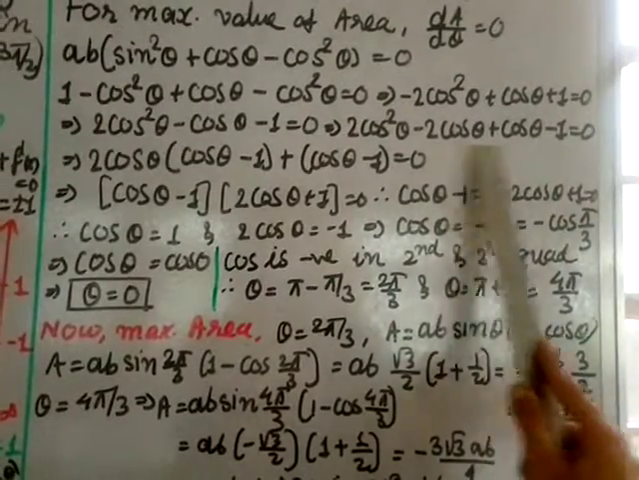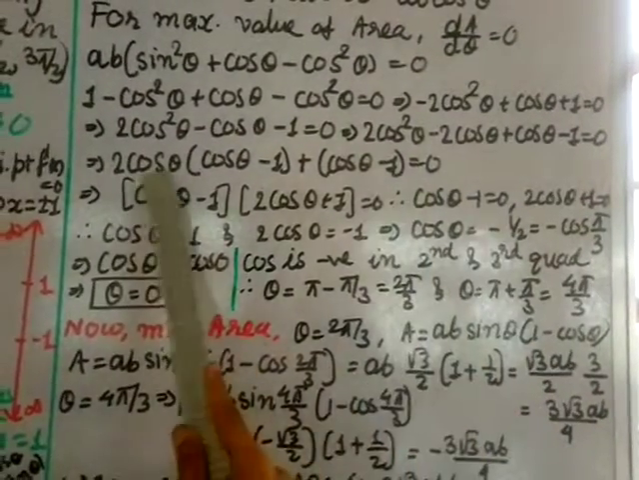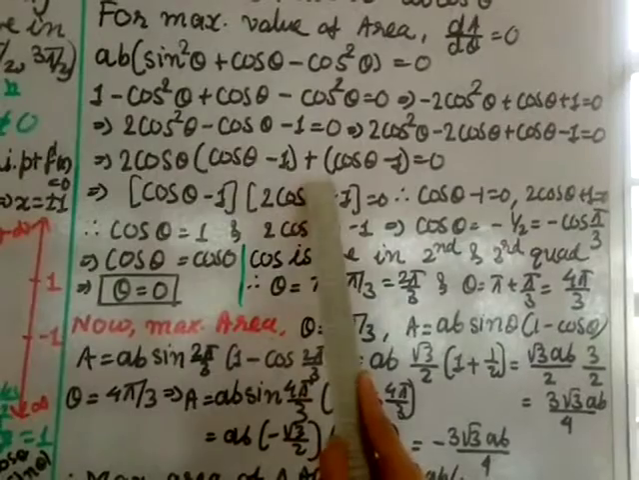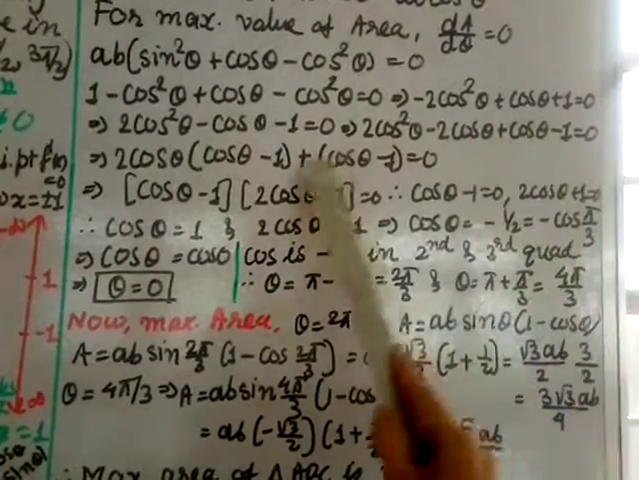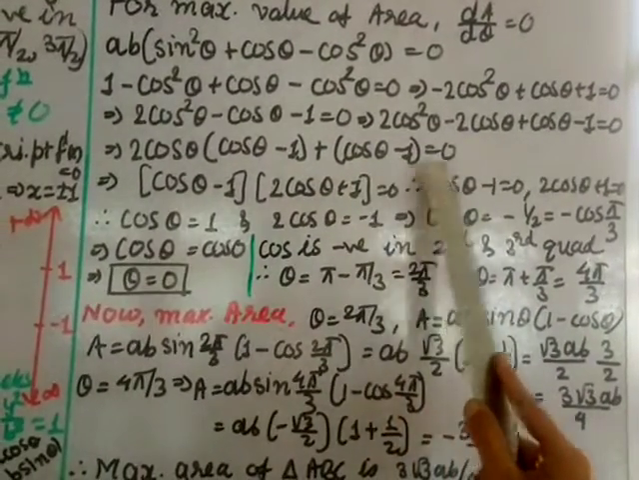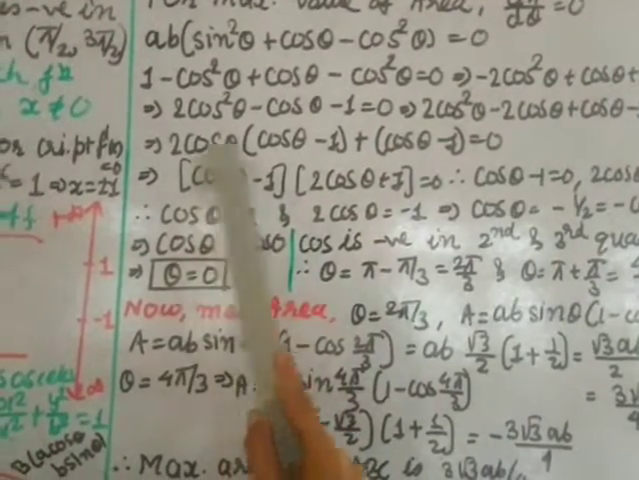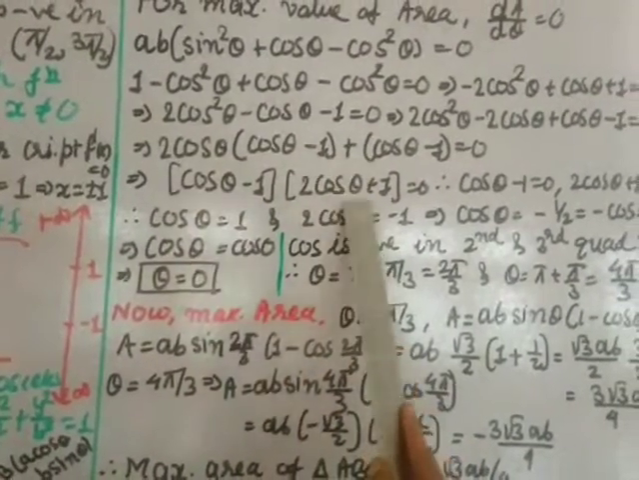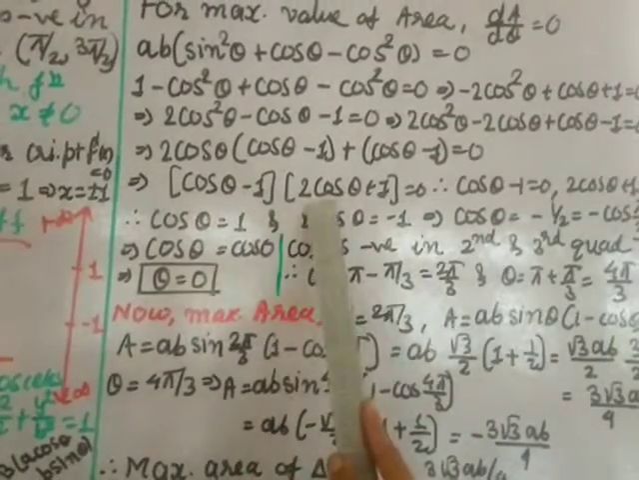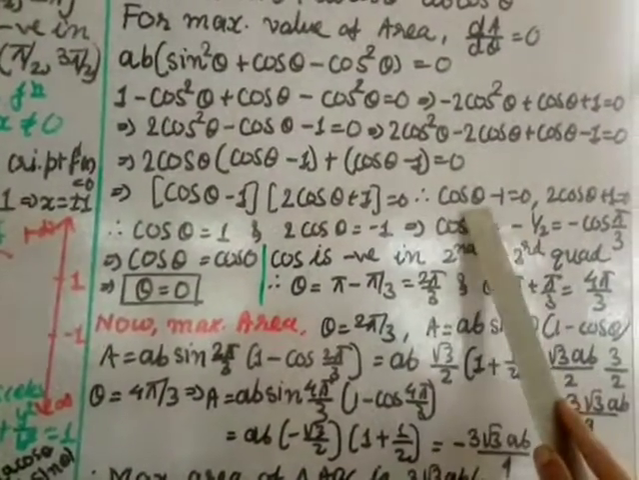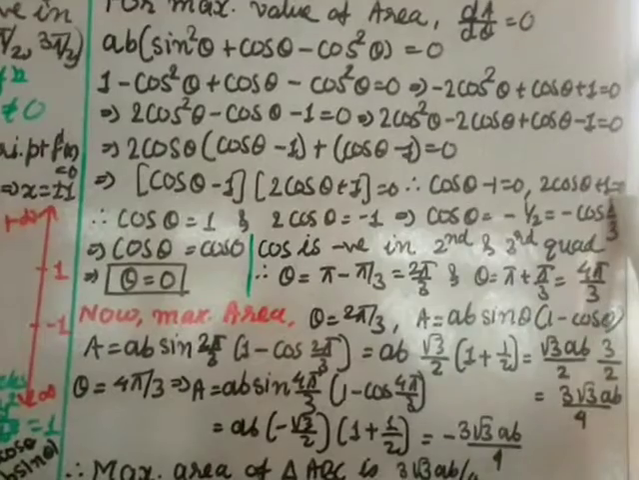Okay, I am splitting the middle term. From these two you take 2 cos theta common, here remains cos theta minus 1. Plus from here you take 1 common, cos theta minus 1 equal to 0. So this common thing, cos theta minus 1, here 2 cos theta plus 1 equal to 0. Either this is 0 or this is 0. So cos theta minus 1 equal to 0, 2 cos theta plus 1 equal to 0.